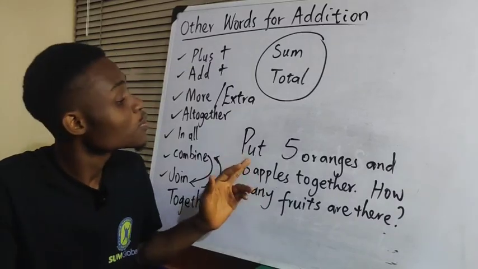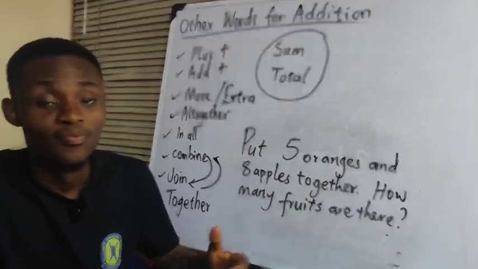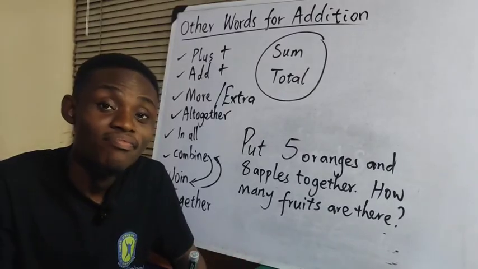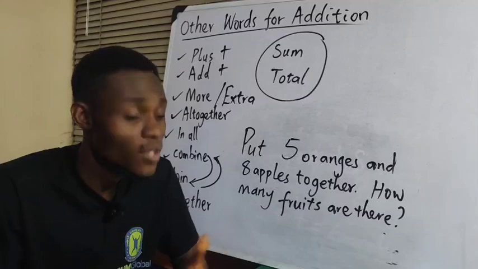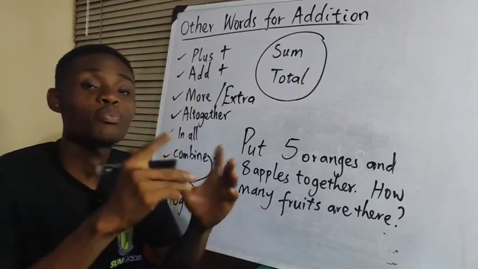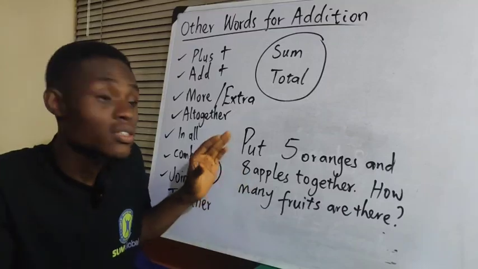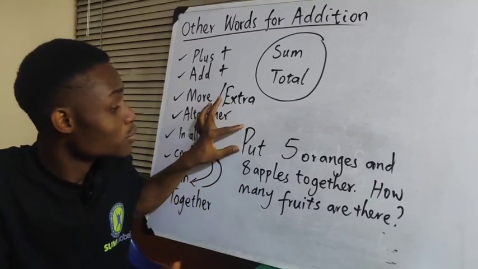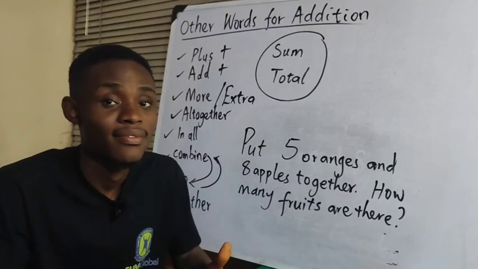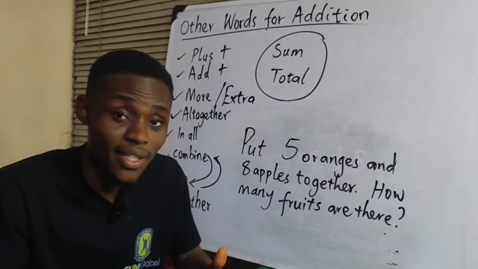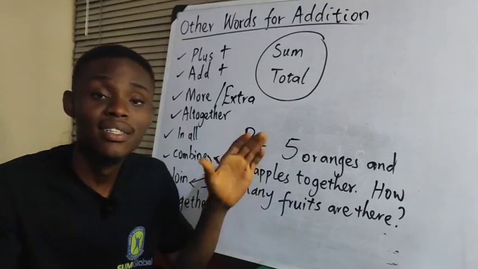Okay, so let me give you an example. Right, here you go. Put 5 oranges and 8 apples together. Do you like oranges? Do you like apples? Are both of them fruits? Oh yes, both of them are fruits. So we are asked to put them together and we are asked how many fruits are there. Well, this is what I wanted you to see. Put together simply means add. Are you paying attention to what I'm saying? It simply means we should plus the numbers that are given in the question.